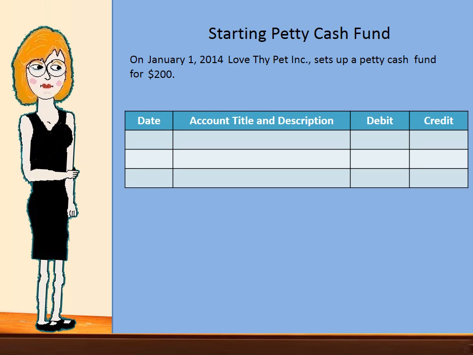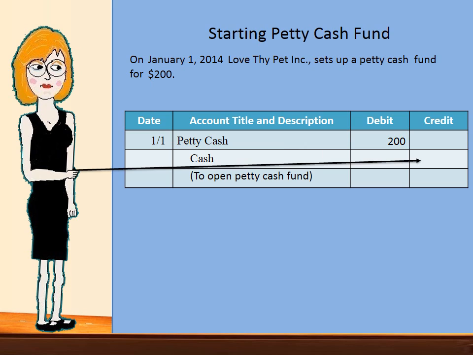Let's start with how to set up a petty cash fund. The date was January 1st, so we will do 1/1. Setting up a petty cash fund, so we will debit petty cash, which is an asset account, increases when we debit it. Then cash, of course, is an asset account. It will decrease because we're crediting it, taking money out of that account. The description, to open petty cash fund. The amount we're placing in the box will be $200. So we will debit petty cash fund, increasing it, and credit cash, decreasing that account.